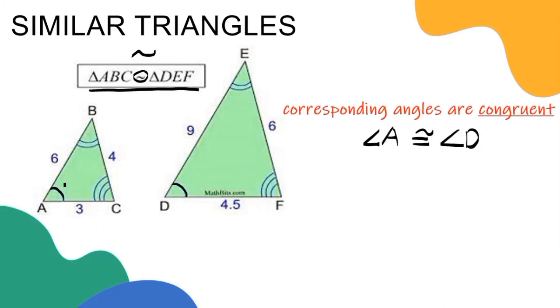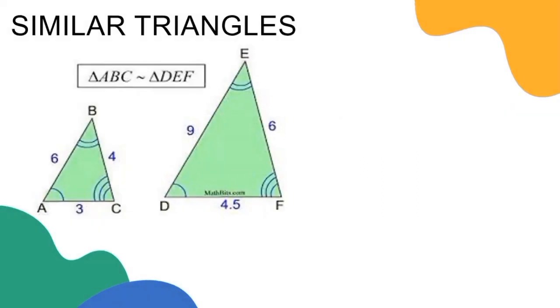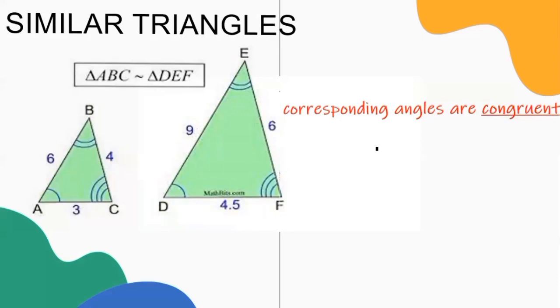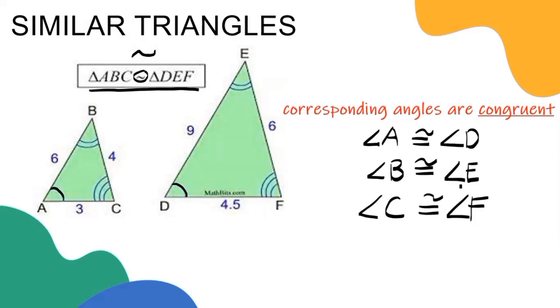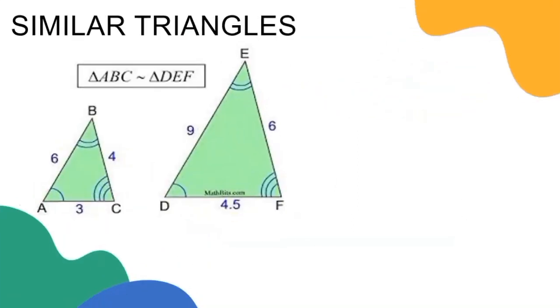Okay? Next, we have angle B is congruent to angle E. Hence, they both have the same number of arcs, which is 2 arcs, and angle C is congruent to angle F with 3 arcs. Now, this is not the only thing that we must consider for a triangle to be considered similar. Not just that their corresponding angles are congruent, but also their corresponding sides must be proportional.